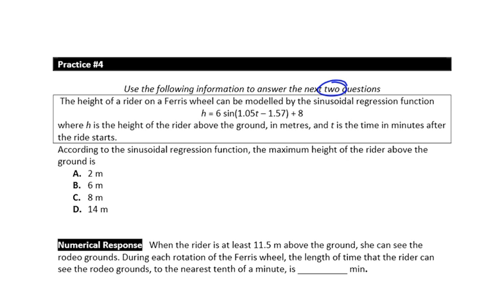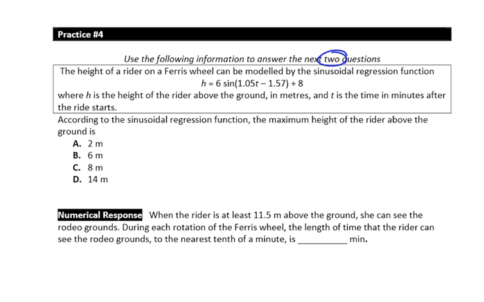The height of a Ferris wheel can be modeled by the following. According to the sinusoidal regression, the maximum height. So we need to use max equals d plus a. Our d is what? 8 plus our a value is 6, which gives us 14, b.